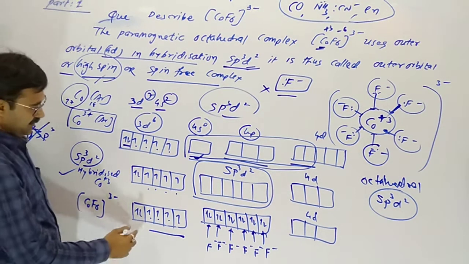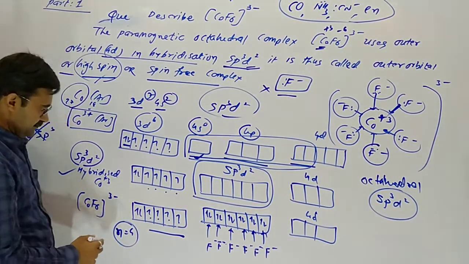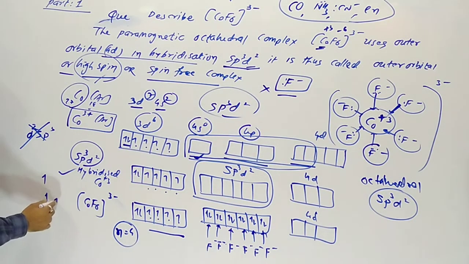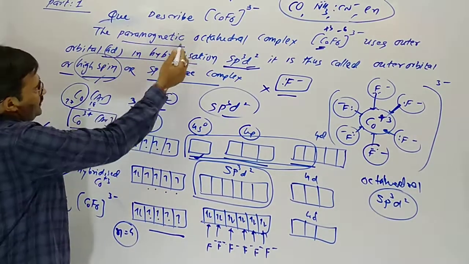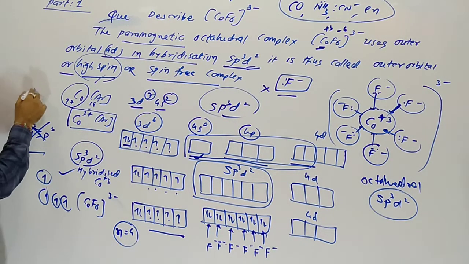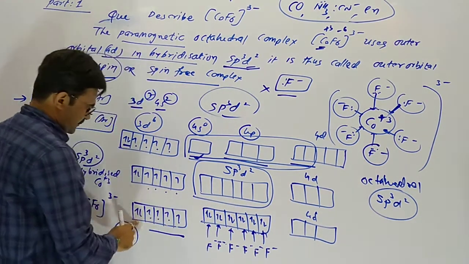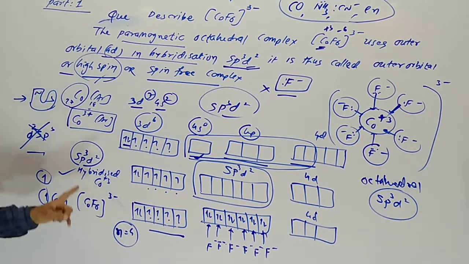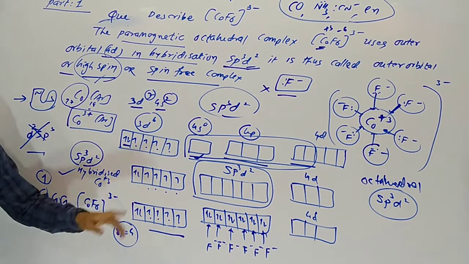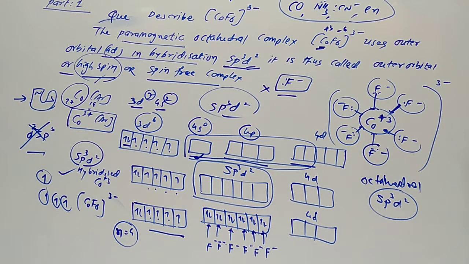Understood? Here how many unpaired electrons? 4. Whenever one or more electrons are unpaired, the complex is paramagnetic by nature; it is attracted toward the magnet. If all electrons are paired, it is diamagnetic. Here 2 are paired, but 4 are unpaired. Minimum one or more than one unpaired, so it should be paramagnetic by nature. Understood?